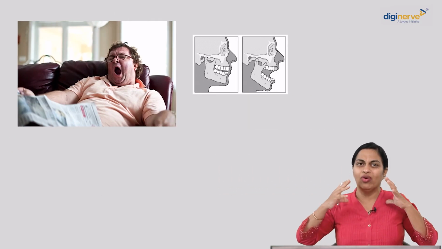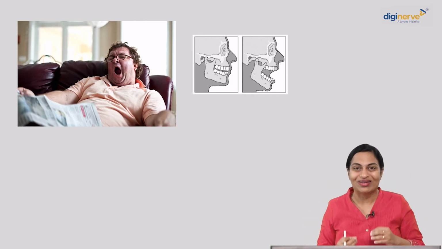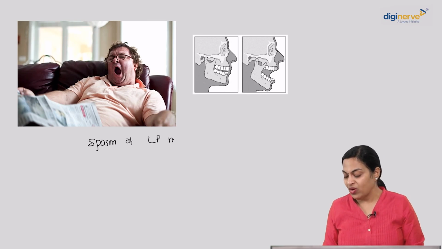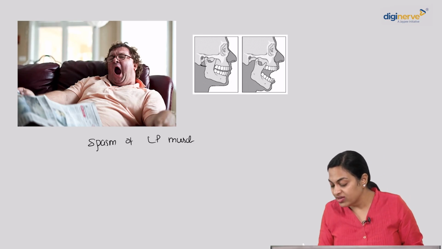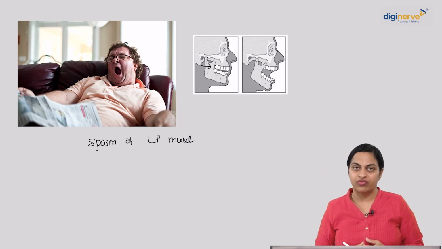So when you open your mouth wide, suddenly you might not be able to put it back, close it, okay? This is due to spasm of the lateral pterygoid muscle, okay? You can see that the head of the mandible is dislocated anteriorly, forward dislocation of the mandible because of the pull or spasm of the lateral pterygoid muscle.